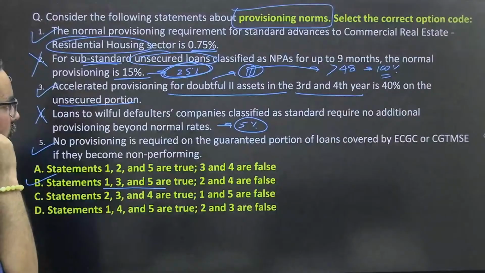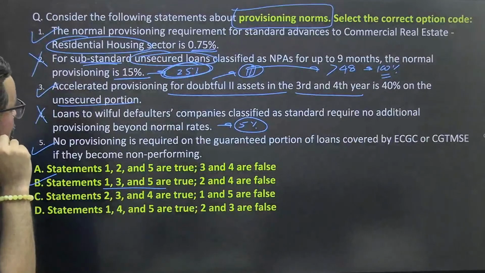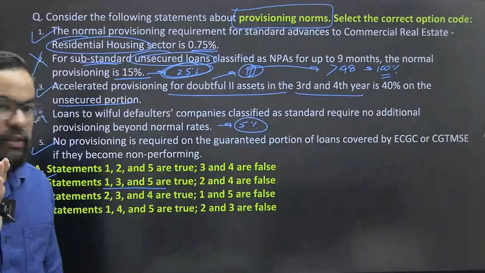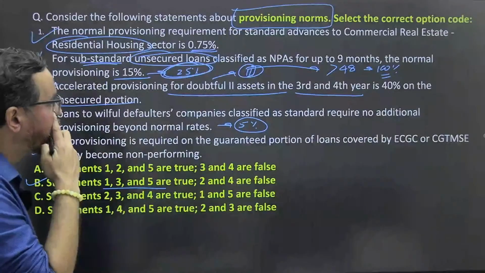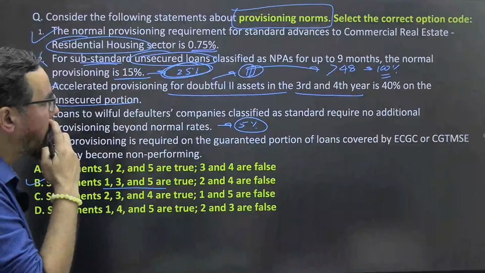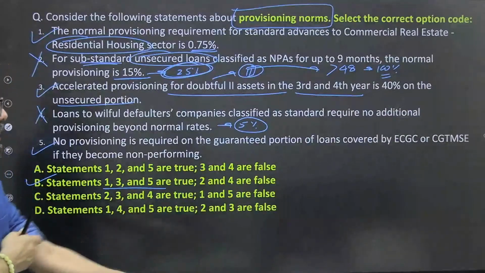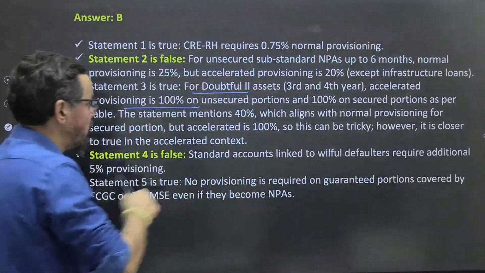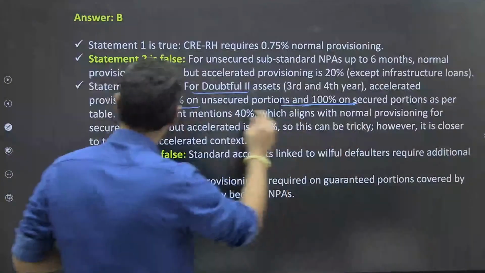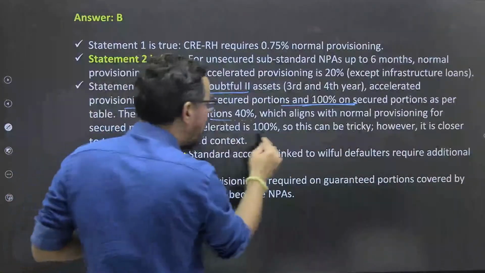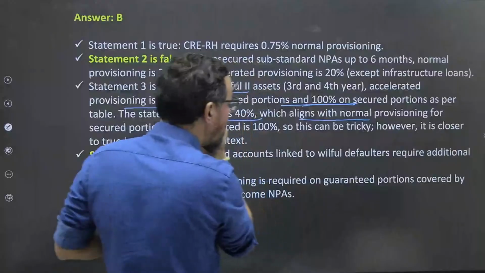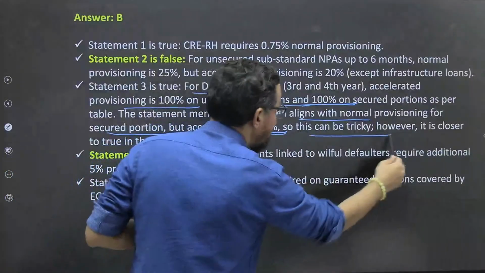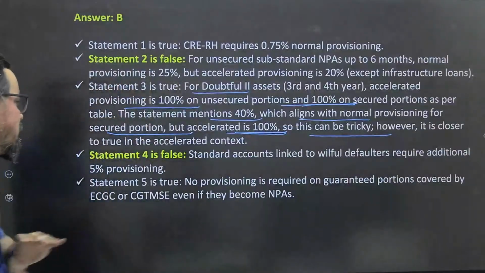Doubtful 1 is 40%, 2 is... 1 is 25%, right? 1 is 25%, 2 is more than 48 months. Yes, okay, I am doing something wrong. So if it is mentioned 100%, you are also saying the same thing, same 100% portion. The statement mentioned 40%, which aligns with the normal provisioning of the secured portion, but accelerated it is 100%. So this can be tricky, how we close this particular one.